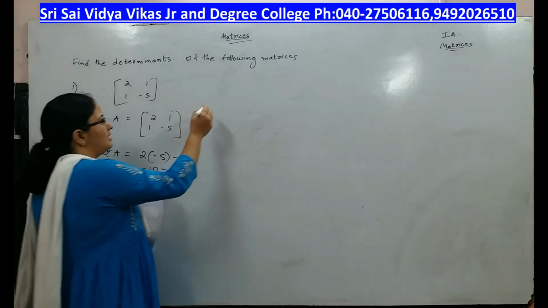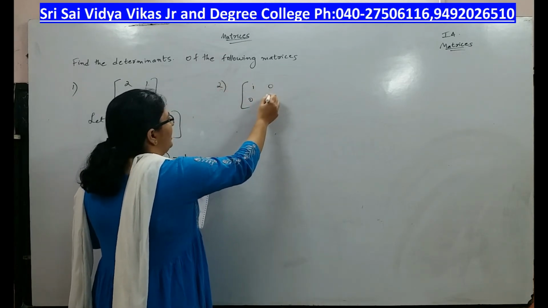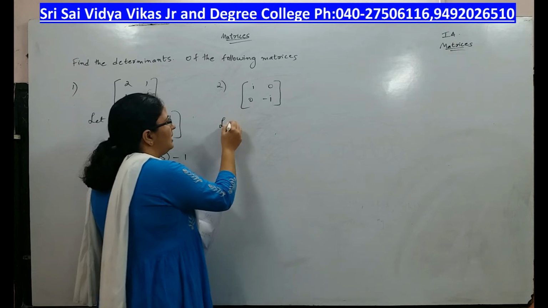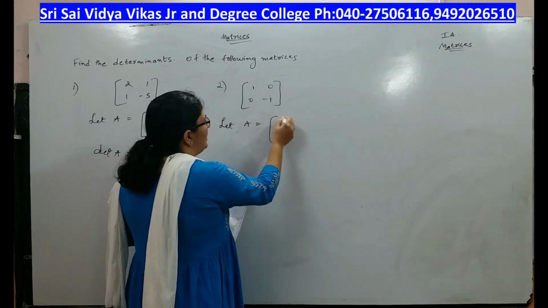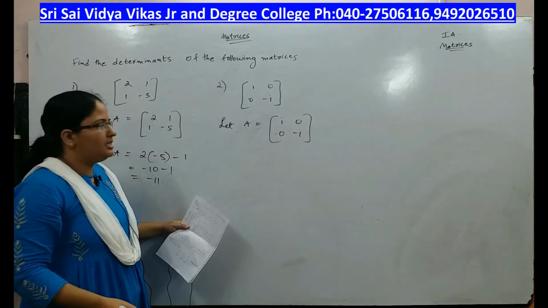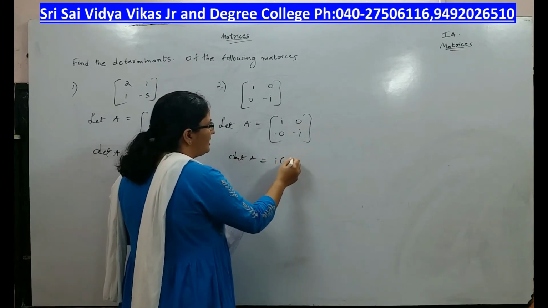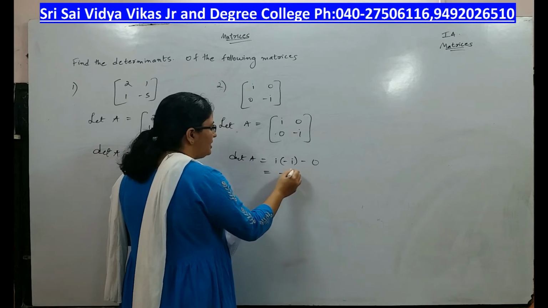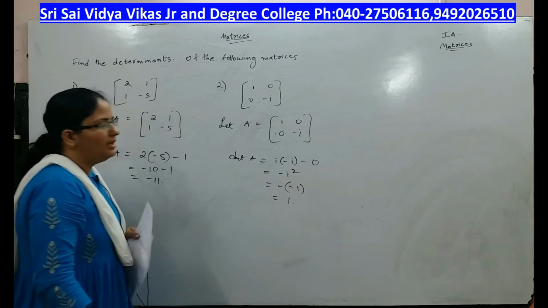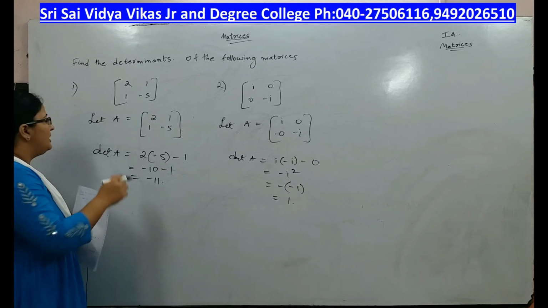Let us take the next matrix. I, 0, 0, minus I. Now the determinant of, let A is equal to I, 0, 0, minus I. The determinant of this matrix is AD minus BC. So you have det A is equal to I into minus I minus 0, which is minus I square. Minus I square is 1. So you have 1 as the determinant of this matrix. Let us check the determinant of a 3 by 3 matrix.